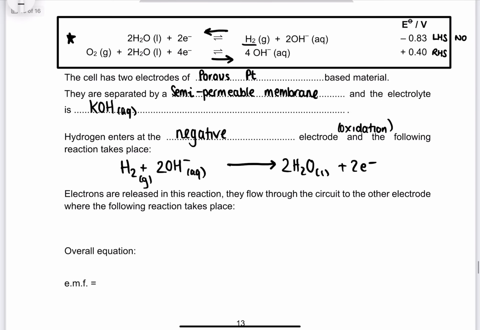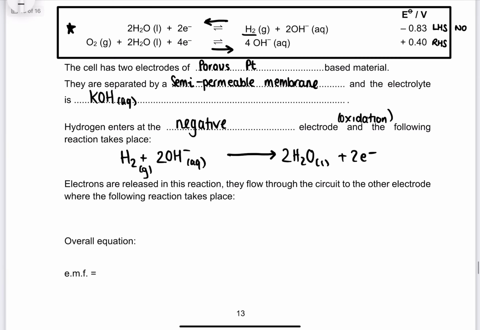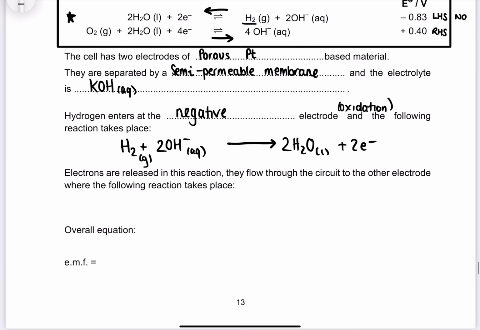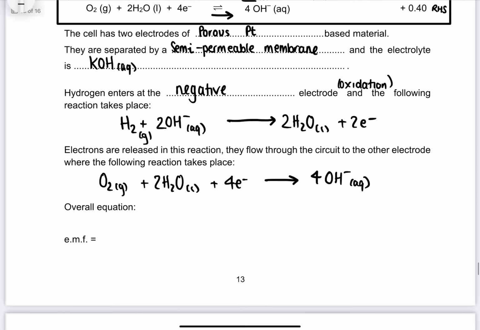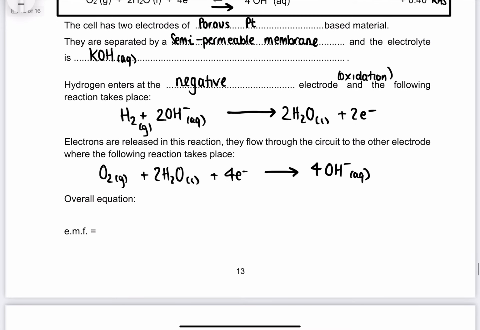They flow through the external circuit to the other electrode, the right-hand side, where reduction happens at the positive electrode. And so oxygen gas and 2 waters and 4 electrons react to make 4 hydroxide ions. If we were to try to combine these two equations, remember we'd have to double the top one to make the electrons match.